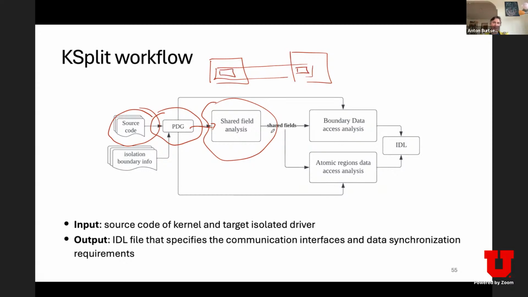And after that, we reason about those shared fields and say how they are passed across function invocations and how they are used in atomic regions, like under spin locks and other synchronization primitives, and generate an appropriate interface definition language for each shared field, right? That allows us to automate decomposition.